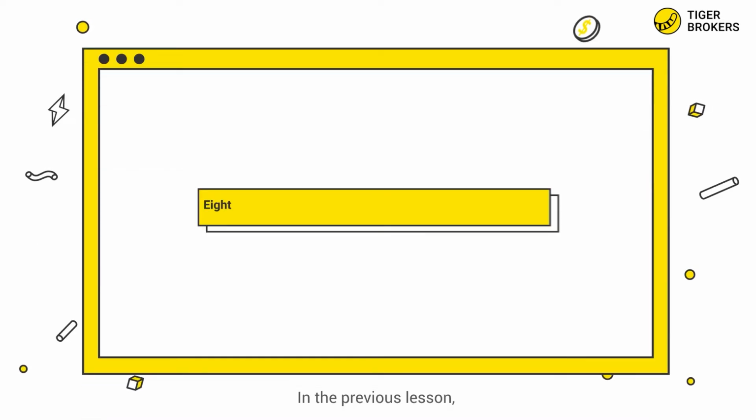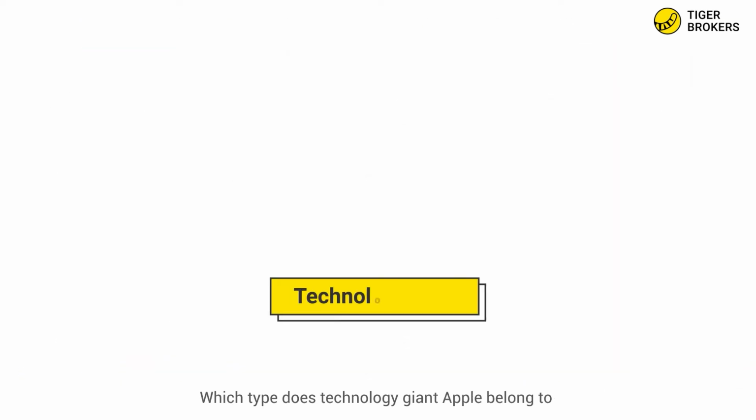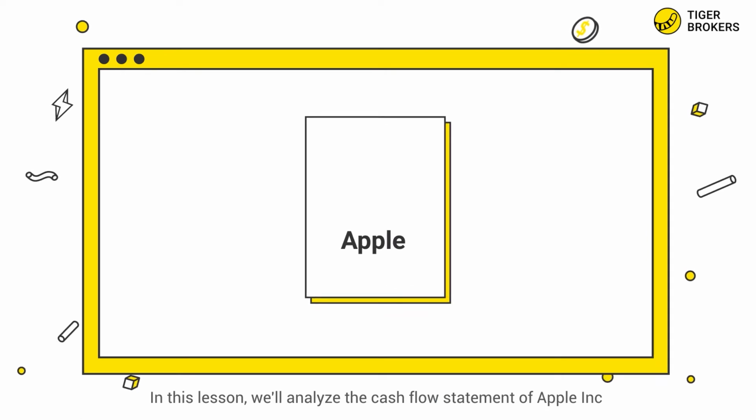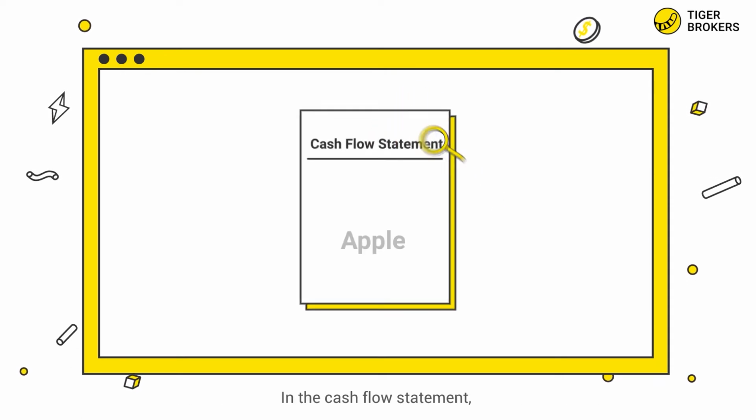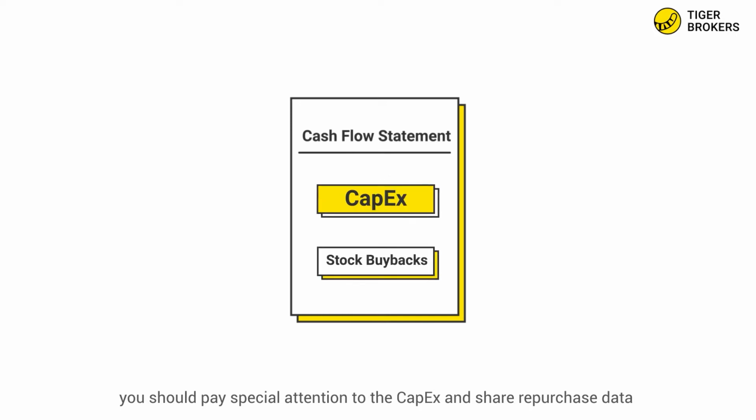In the previous lesson, we covered 8 types of companies based on their cash flow statements. Which type does technology giant Apple belong to? In this lesson, we'll analyze the cash flow statement of Apple Inc. In the cash flow statement, you should pay special attention to the CAPEX and share repurchase data.